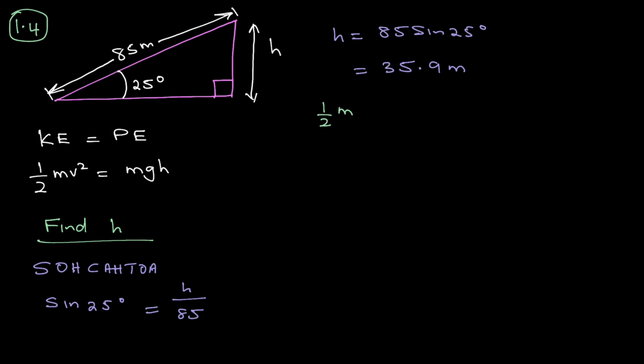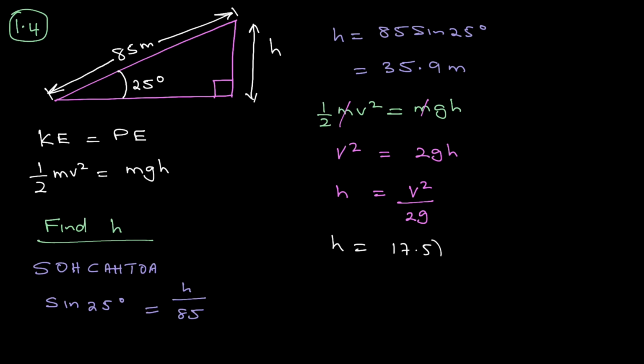So I've got half mv squared equals mgh, but the m cancels out. So I get v squared equals 2gh. I want to make h the subject, so h will be equal to v squared over 2g. The v I'm using is 17.5, the maximum v. So h equals 17.5 squared over 2 times 9.81. Therefore h will be equal to 15.6 meters.